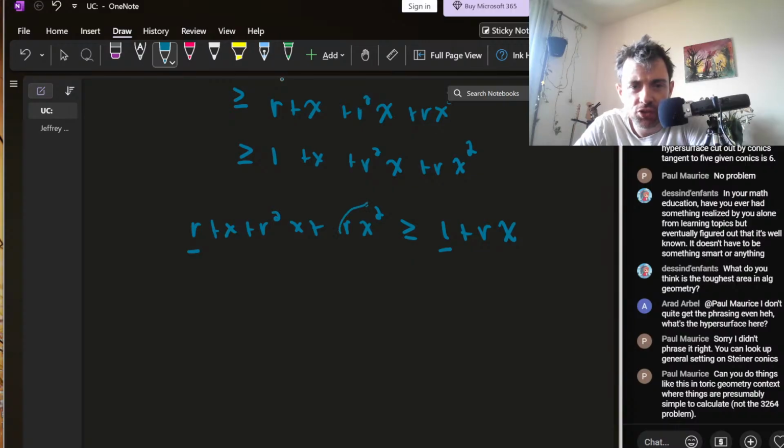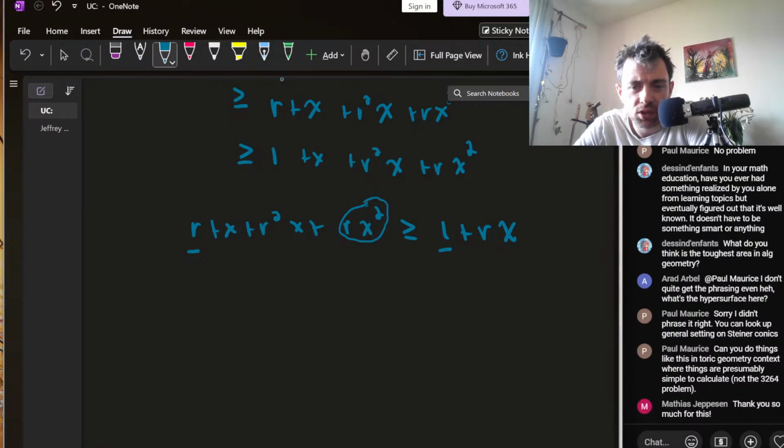I mean, the thing is, this term is positive, and it should be quite positive. So what do we have here? Like 1 plus r squared plus rx x, maybe? I don't know if factoring out's the right thing.